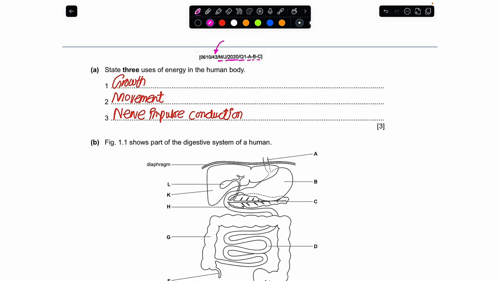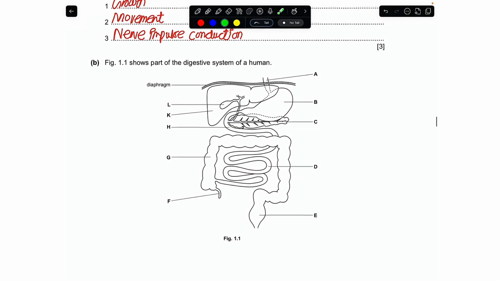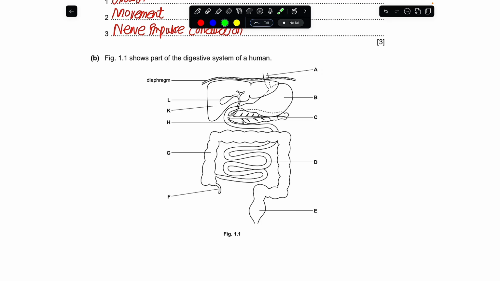For the first, they say state 3 uses of energy in the human body. And we are very much aware of this fact that the energy would be used for growth, where we increase in size. It would be for the movement aspect, for nerve impulse conduction. If you don't want to write these points, the other points could be that it would be for reproduction, for excretion.